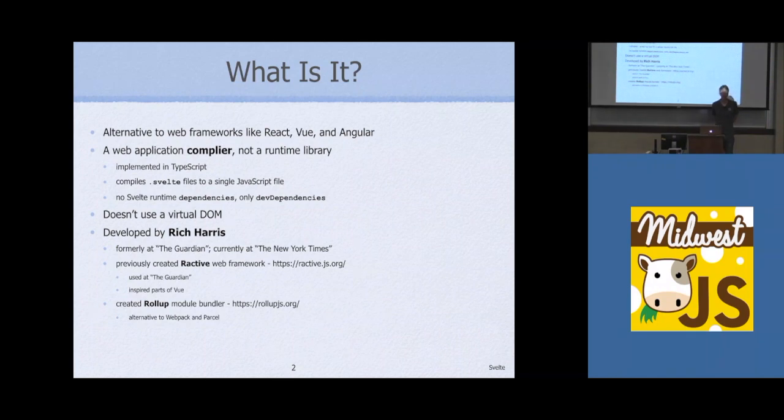Rich Harris is known for other things as well. He created the Rollup module bundler, so he's a pretty prolific guy. And for that reason, Svelte uses Rollup by default, but you could also make it use Webpack or Parcel if you would prefer that.